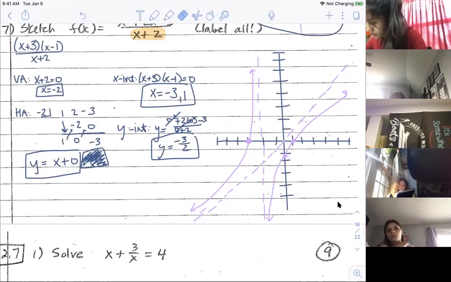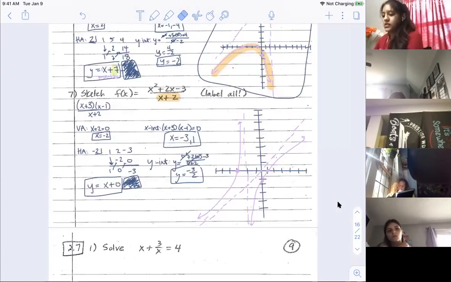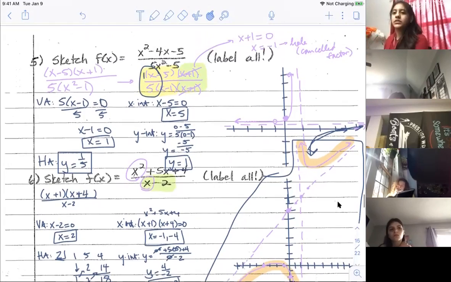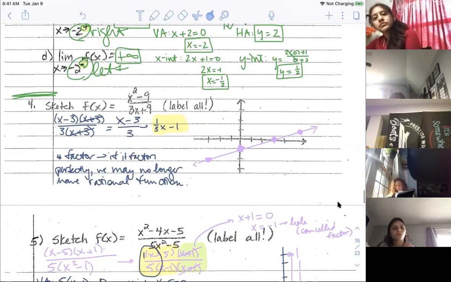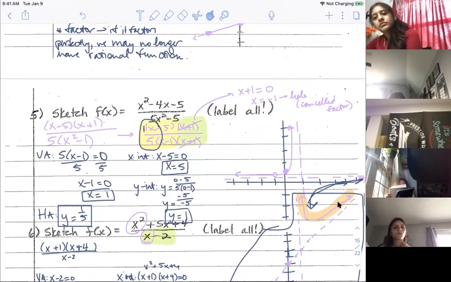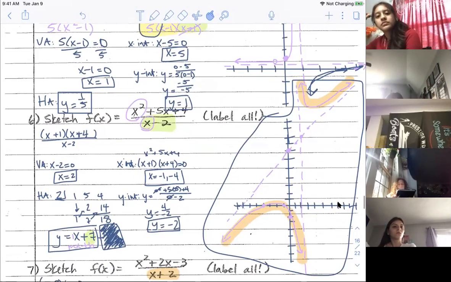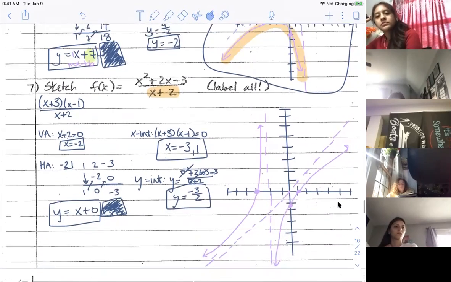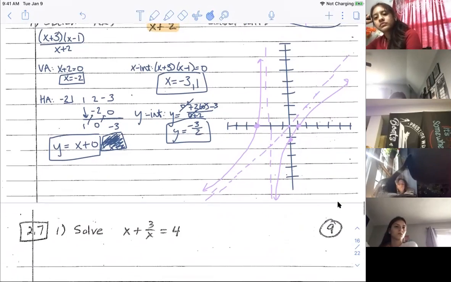Okay, what we learned new today was that there was a special case. So number 4 was a special case where we didn't even get a rational function. We just got a line. In number 5, we reviewed that we could have a hole that comes from a canceled factor. And then in 6 and 7, we had to do slant asymptotes. So now we have examples of all of those things, and now we are officially done with 2-6.